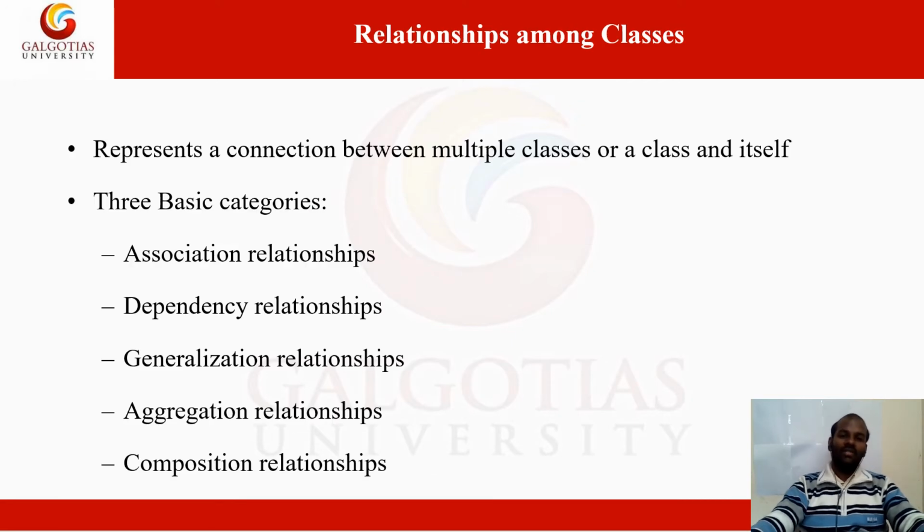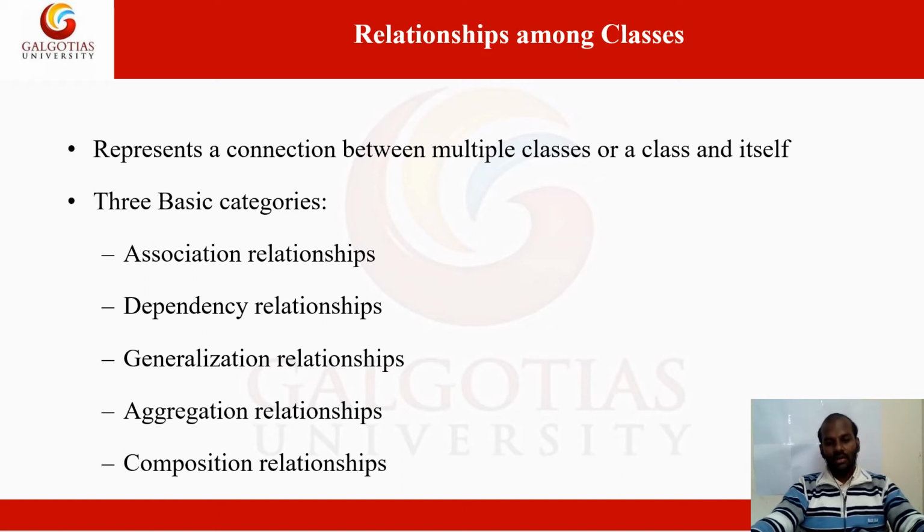So what different relationships are available? In a class diagram, there are three main basic categories: association, generalization, and aggregation. But among those, there are other subcategories of relationships available. The main part is association, and dependency comes under it, while generalization and aggregation come under the composition relationship.